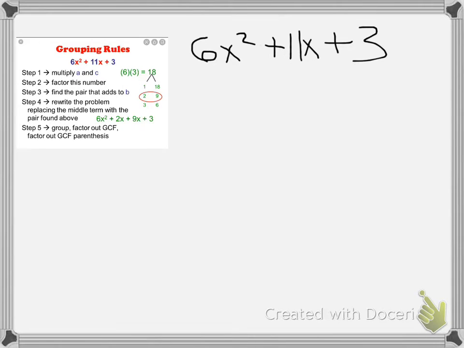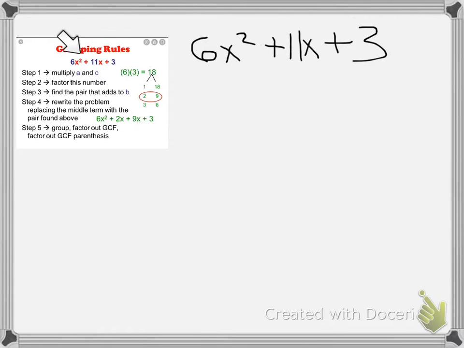Alright, so this is Mr. Walker, and I'm going to show you how to factor quadratics by grouping. So you are learning several methods to factor quadratics, and I'm going to show you how to do it by grouping. And I'm going to show you how to do it with quadratics where that number in front of your x squared is greater than 1. So I'm going to be working with quadratics where that number right there is greater than 1, because that's usually when we use grouping.